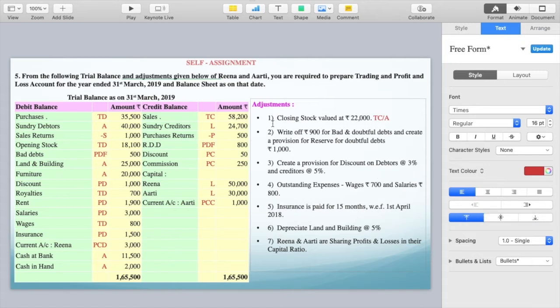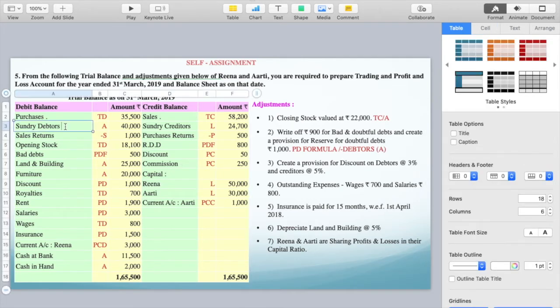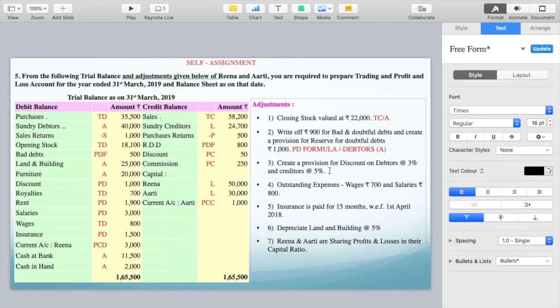Then write off rupees 900 for bad and doubtful debts and create provision for reserve for doubtful debts. When it is said written off for bad and doubtful debts means it is already bad debts, it's a further bad debts. And when it says create a provision or a reserve, okay, so it means it is a new RDD. So for the bad debts and new RDD both are given, so the effects of both of them will remain the same. So what will be the effect? Profit and loss account debit side formula, so PD formula, okay, and less from debtors, right? और debtors हमारा कहाँ पे होता है? Assets. So put two tick mark on debtors.